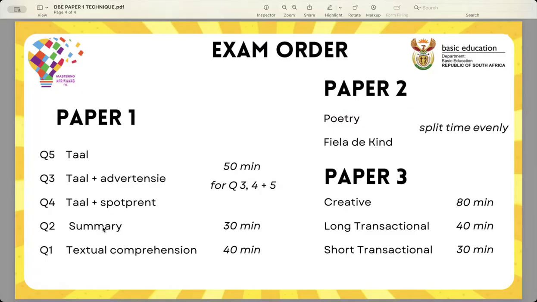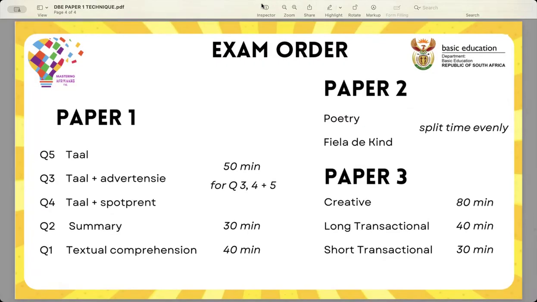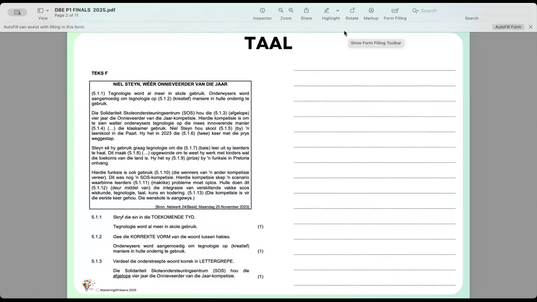And I will be going over how to do the different sections, and then leave your long comprehension to the end. You can leave yourself 40 minutes to do that long comprehension. So you can see here that the time allocation has just been flipped a little bit. Right, so I'm going to go through an exam paper and show you how you should tackle the exam paper.